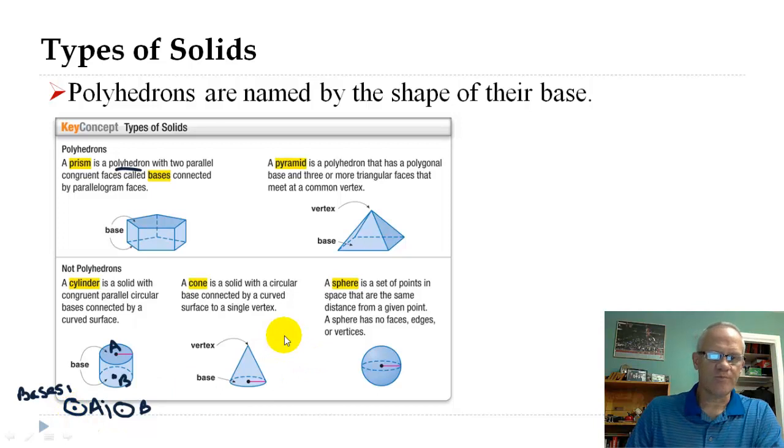All right, moving on. A cone. A cone has a circular base. So again, it's got a circle for a base. Let's say this time I call this C. It is connected by a curved surface to a single vertex.